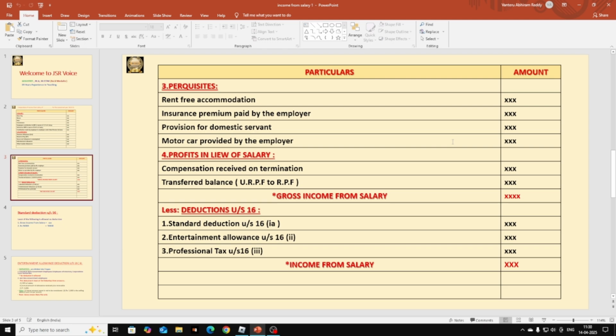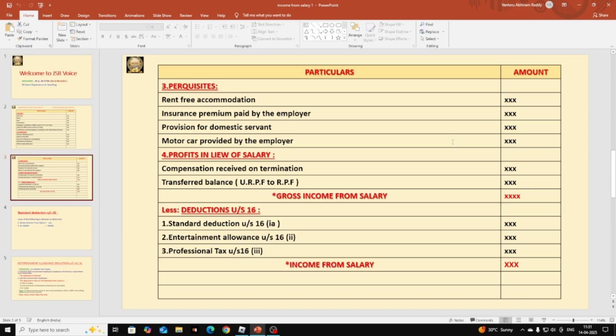If employer is providing motor car to employee, that is also perquisite. Any provision of servants like watchman, cook, gardener, driver to the motor car. If employer is providing these kind of facilities to the employee, then also it is called perquisites. If any insurance premium is paid by the employer. Insurance premium is related to employee, but who is paying that? Employer is paying. So that is also one of the perquisites. So we should record all under perquisites.